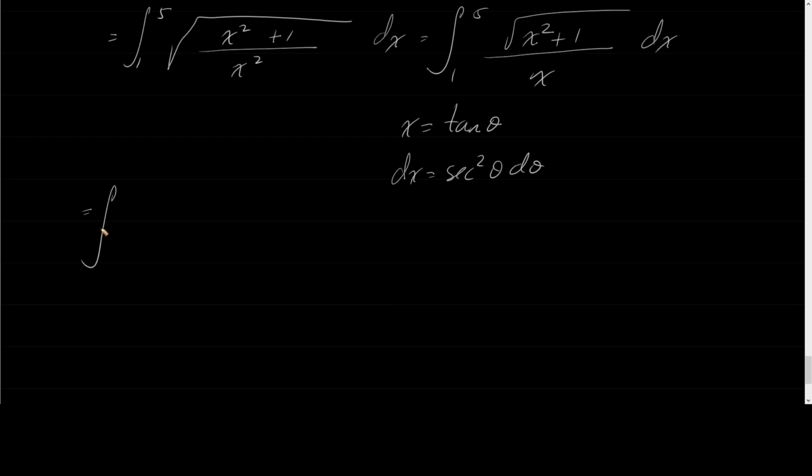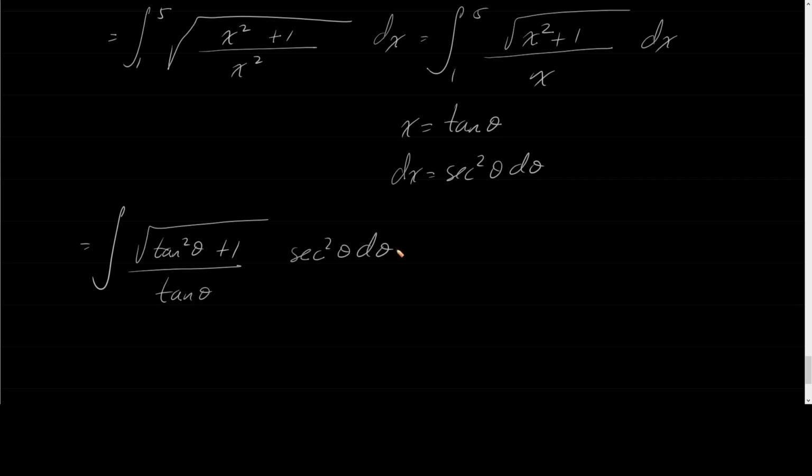So we have now the integral of, let me write that a little bit lower. The integral of the square root of tan squared theta plus 1, right? X was tan theta, so x squared is tan squared, over tan theta dx. And dx here is secant squared theta d theta.